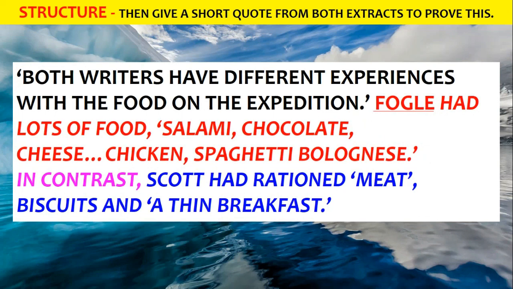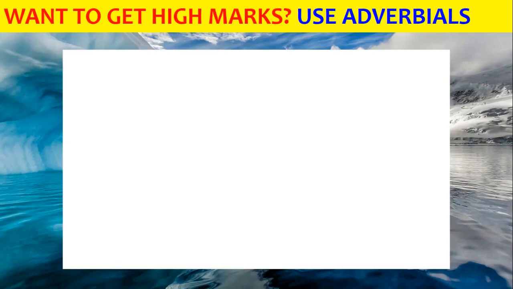So both writers have different experiences with the food on the expedition. Fogle had lots of food: salami, chocolate, cheese, chicken, spaghetti bolognese. In contrast, Scott had rationed meat, biscuits and a thin breakfast. Really clear, really easy. So if you want to get high marks, use adverbials.